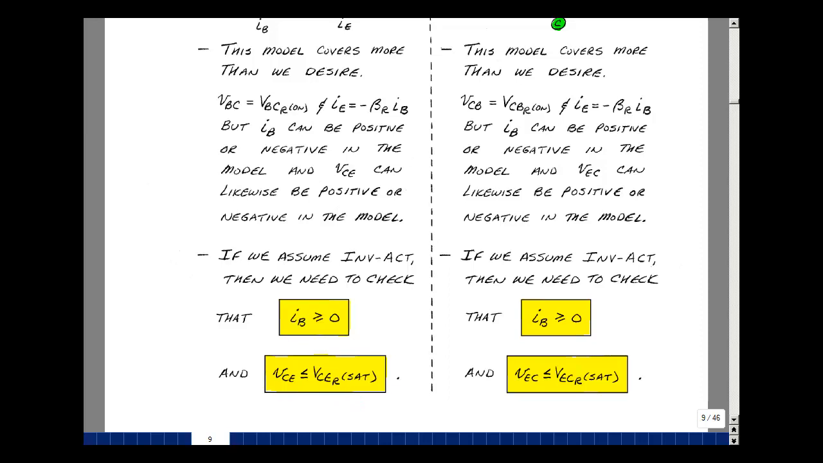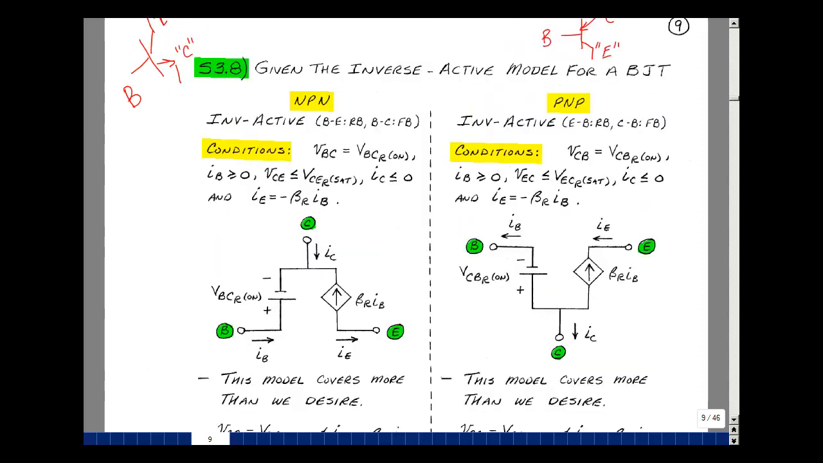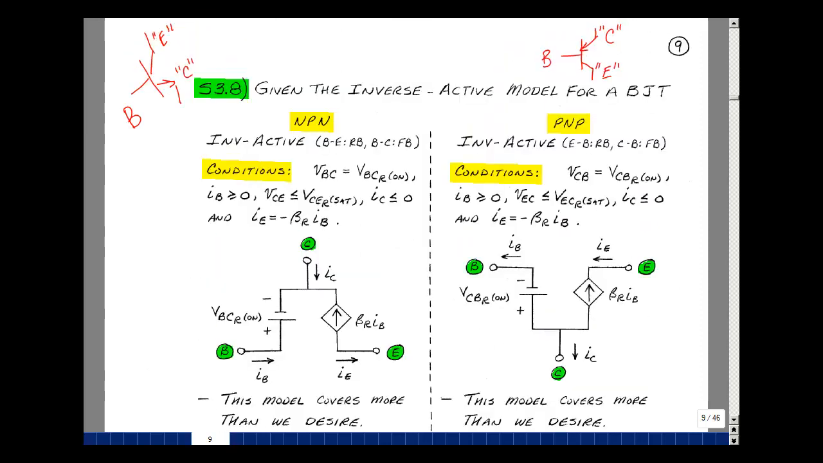What about the PNP transistor? Well, everything's the same. Normally we draw the PNP transistor with the emitter on the top, and now it's going to become our new collector and our new emitter. I'm going to follow the original notation of the base, collector, and emitter. All this stuff here is the same. We're just simply going to change the subscript.